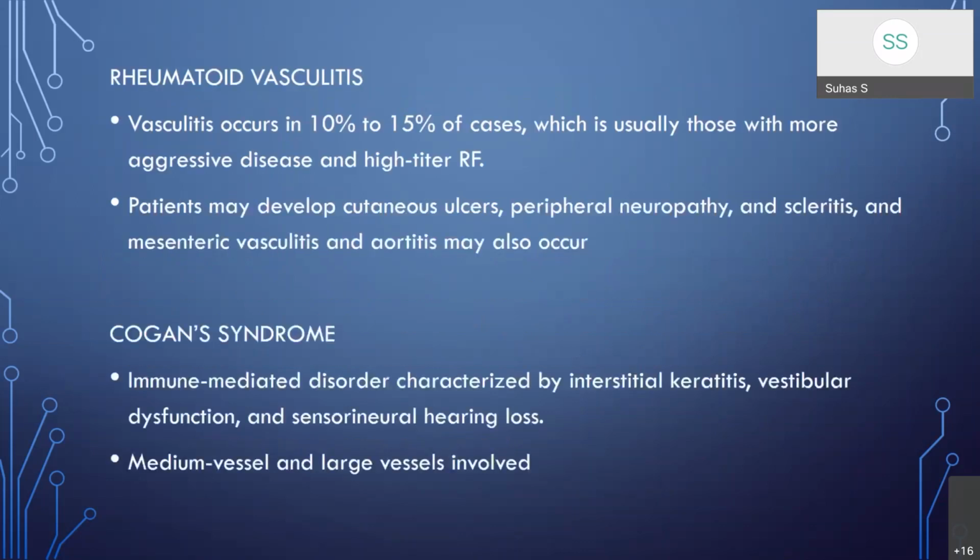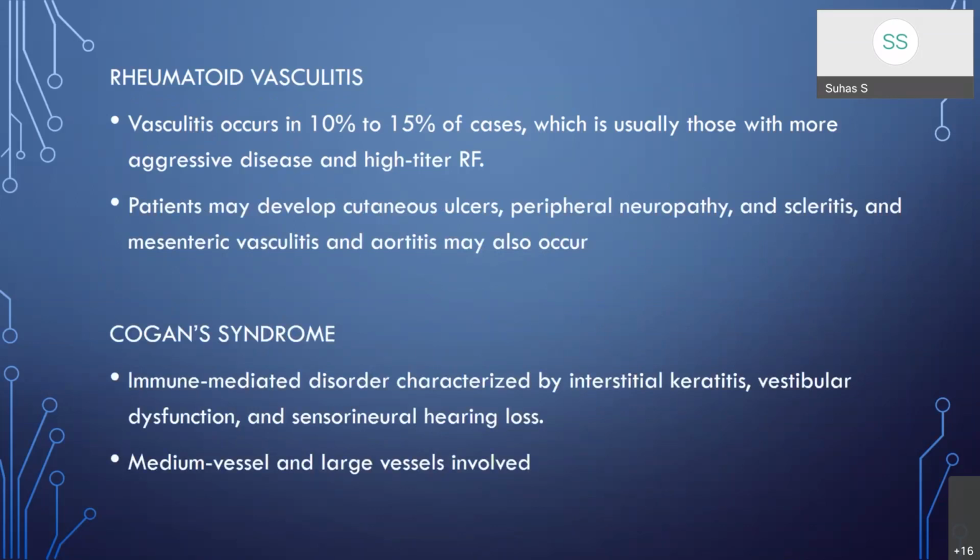Coming to rheumatoid vasculitis, vasculitis is seen in 10 to 15% of the patients, usually with a very aggressive form of the disease or who have a very high titer of rheumatoid factor. Patients may develop cutaneous ulcer, peripheral neuropathy, mesenteric vasculitis, and arteritis. Then we have Cogan syndrome.